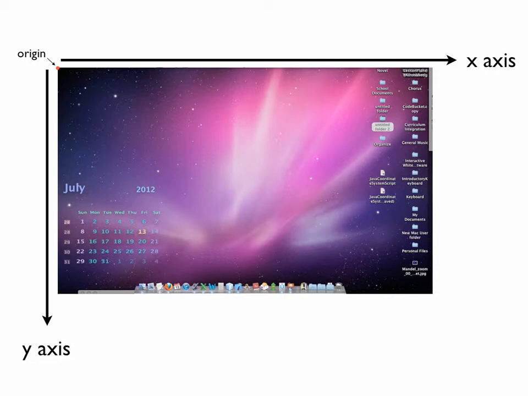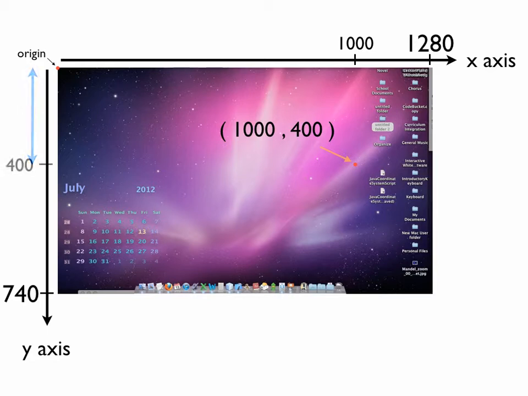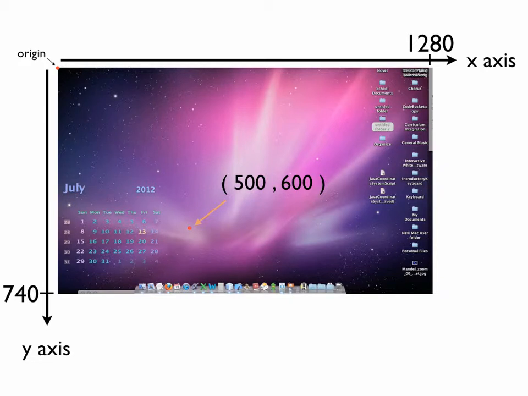The picture that you're looking at right now has a resolution of 1280 pixels wide and 740 pixels high, or the distance from the origin to the bottom of the screen. Here's the pixel at x equals 1000, so that's 1000 pixels over on the x-axis, and y equals 400. And that would be 400 pixels down from the origin. Let's take a look at this pixel. This pixel is located at x equals 500 and y equals 600.